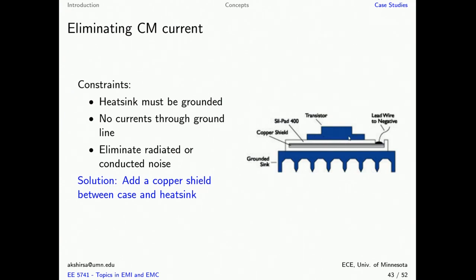We have the transistor here, we have an insulating material which is a sil pad, and we have a copper shield which is connected to the negative terminal, and we have a grounded heatsink which is connected. So all these are thermally conductive, but only the copper is an electrical conductor.